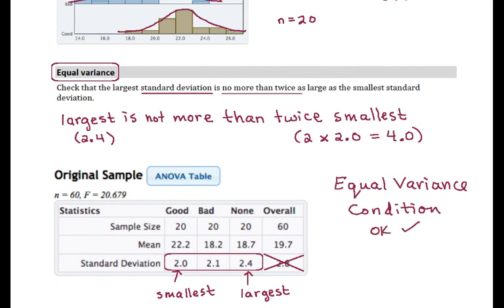If either of these conditions is not met, it might still be possible to do an ANOVA using a randomization distribution, but we would not want to use the F distribution, the theoretical distribution, which requires these two conditions to be met.